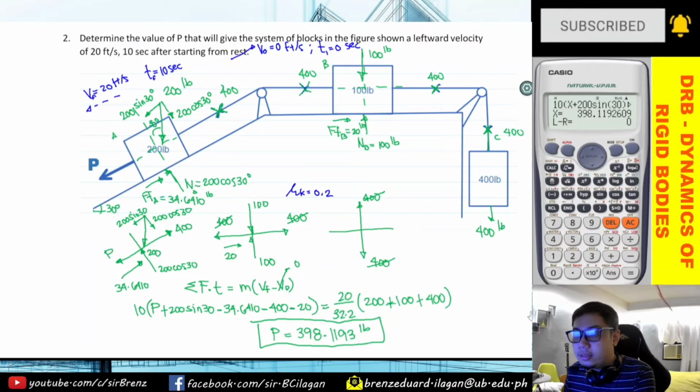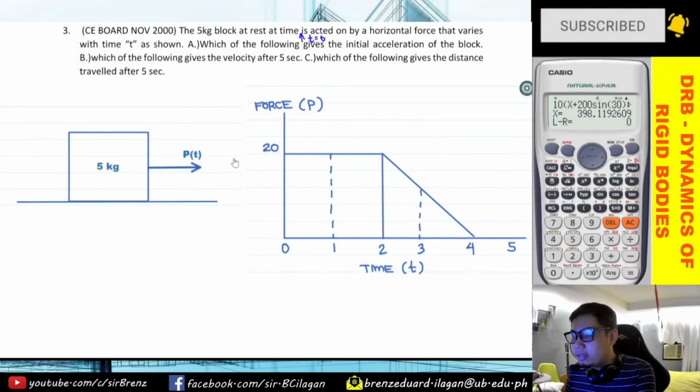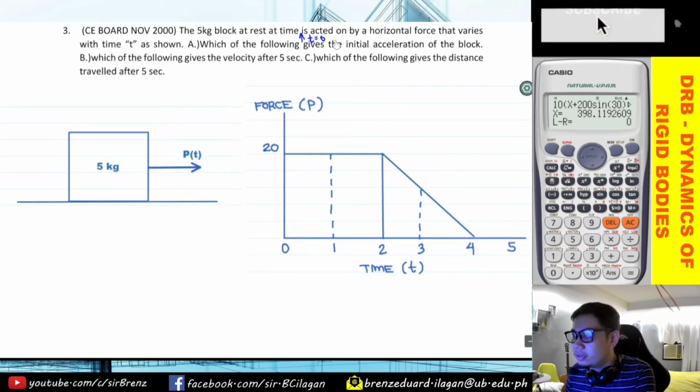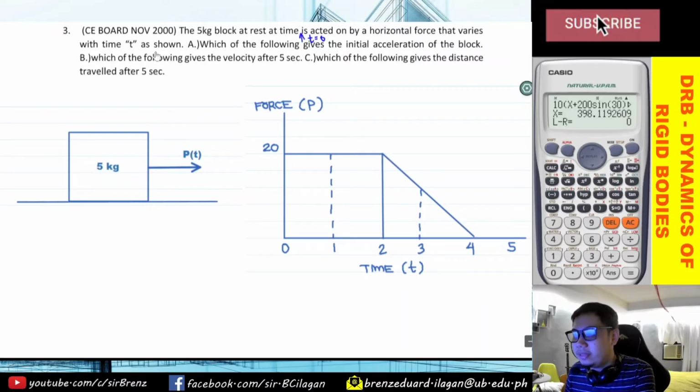Okay guys, so let's proceed with the next problem. Okay guys, so problem number 3. So this is a CE board, November 2000. So the 5 kilogram block at rest at time t is equals to 0. So, ayun nga, at rest at time 0. So the initial velocity there is 0 and the time is 0. Is acted on by a horizontal force that varies with time t as shown.